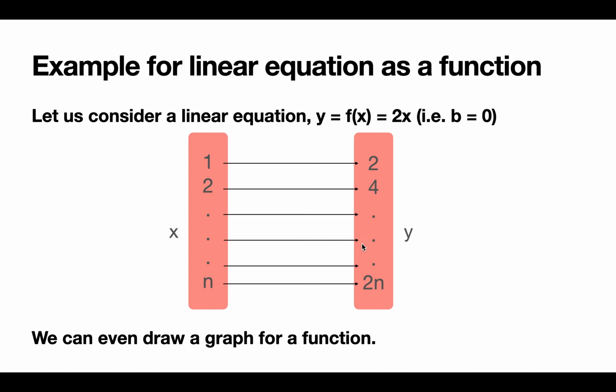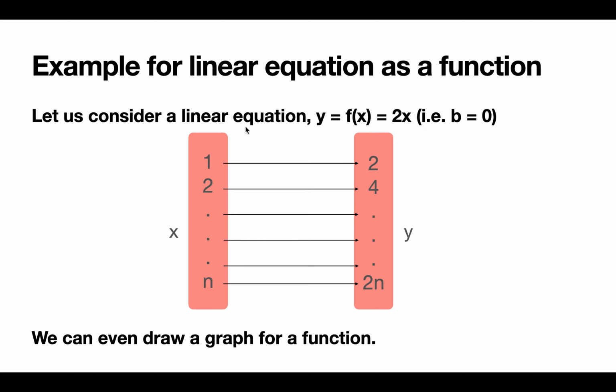Example for linear equation as a function. Let us consider a linear equation like f of x is equal to 2x. F of x is nothing but y, as you learned in your 10th grade. Here I consider f of x is equal to 2x. 2 is the value of the slope, but I consider b is equal to 0. That's why the plus b doesn't exist here.